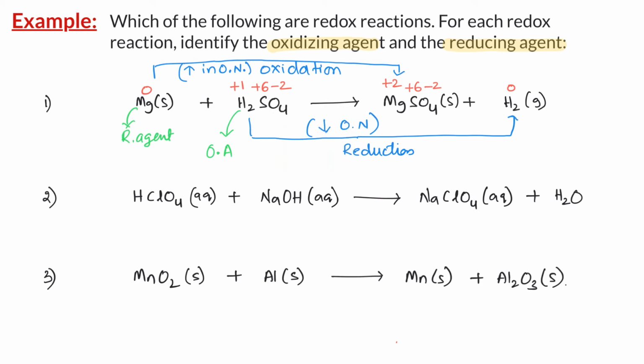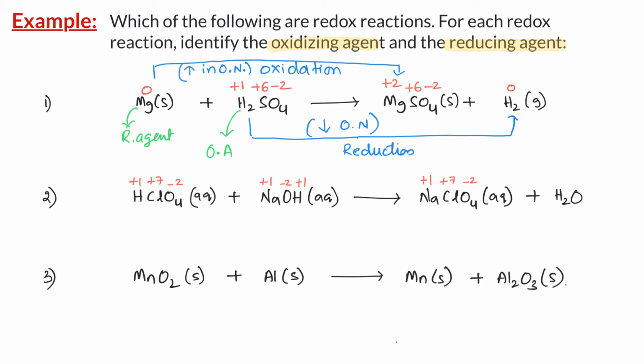Let me first assign the oxidation numbers for reaction number 2. Hydrogen is +1. Oxygen will be -2. Therefore, the chlorine will be +7. Sodium +1. Oxygen -2 and hydrogen is +1. Sodium is +1, oxygen -2, and chlorine will be +7.